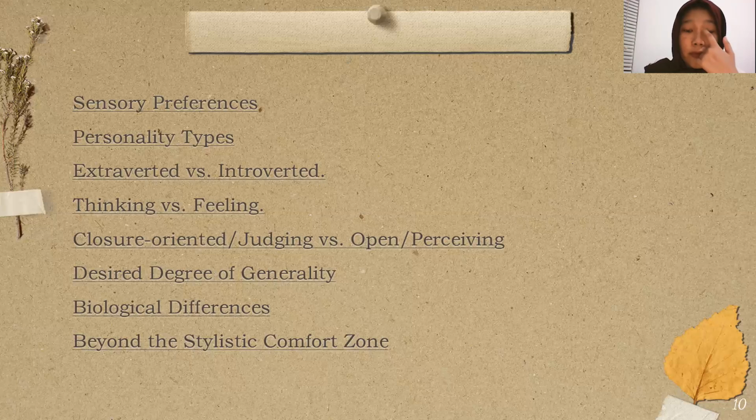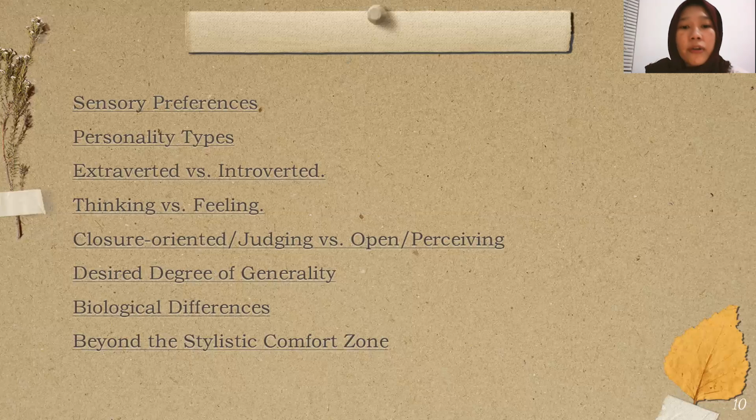Also thinking versus feeling, as you can see from the slide. Thinking learners are oriented toward the stark truth, even if it hurts some people's feelings. And in comparison, feeling learners value other people in very personal ways.